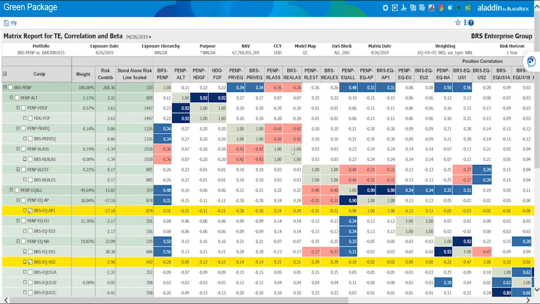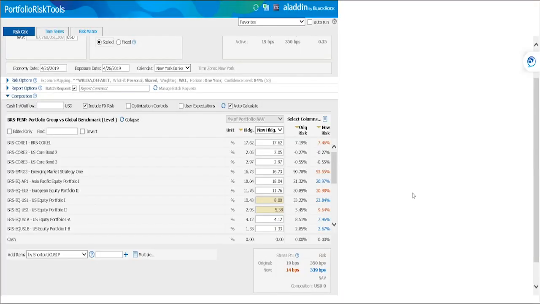The subsequent report shown on the screen evidences that the two highest yielding portfolios over the month, BRSEQ AP1 and BRSEQ US2, have opposing correlations with the top-level portfolio group relative to the benchmark. While BRSEQ AP1 has a correlation of 0.31, BRSEQ US2 has a correlation of negative 0.28. With this in mind, if I decrease my exposure to BRSEQ US1 and increase my exposure to BRSEQ US2, not only should my tracking error decrease, but my returns will also increase.